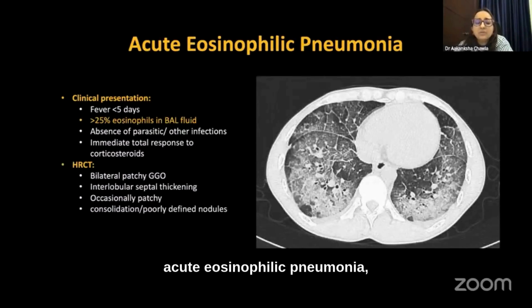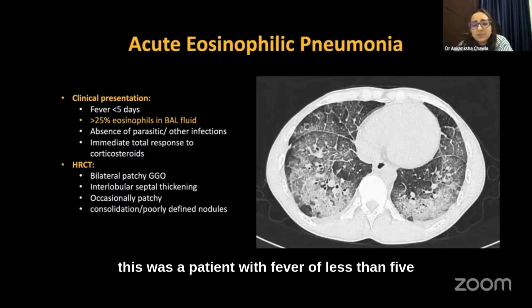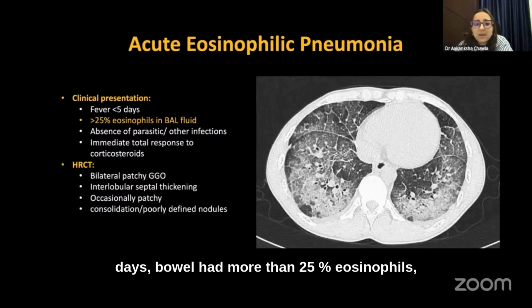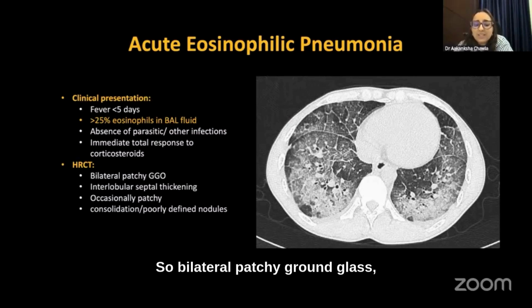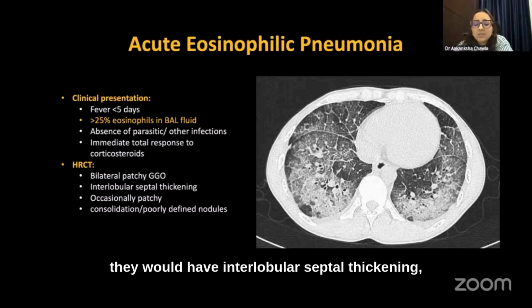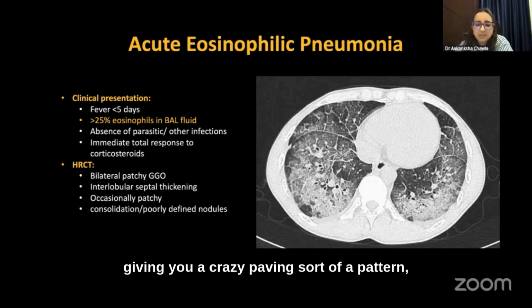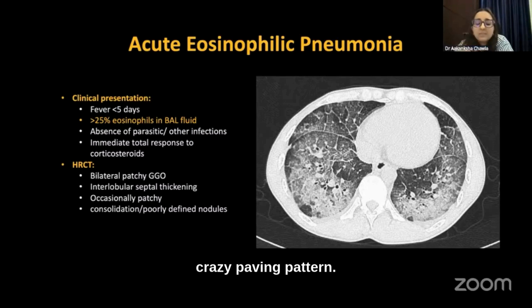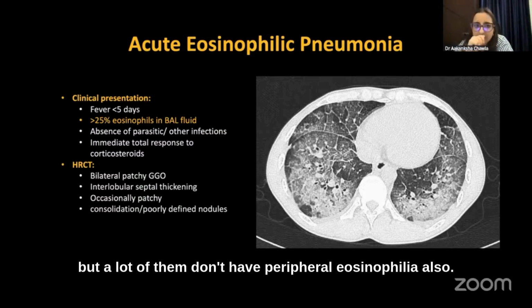Now, acute eosinophilic pneumonia. This was a patient with fever of less than 5 days, BAL with more than 25% eosinophils, and absence of parasitic and other infections. There is bilateral patchy ground glass, and they would have interlobular septal thickening, giving you a crazy paving pattern. A lot of these patients have peripheral eosinophilia, but a lot of them don't have peripheral eosinophilia also.